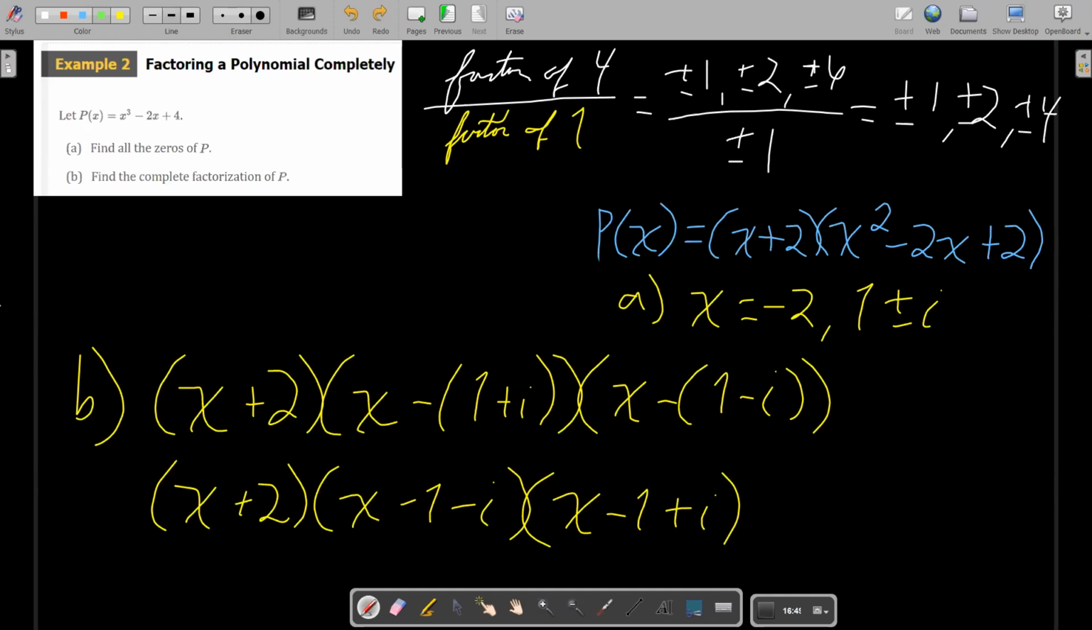So basically, to find the complete factorization, we write it all in factored form. The x plus 2, that was a gimme. And the x minus 1 minus i, that is because this right here gives us an x minus the 1 plus i. And this one is because of the 1 minus i. Again, it's an x minus your zero. So that's how we got that.